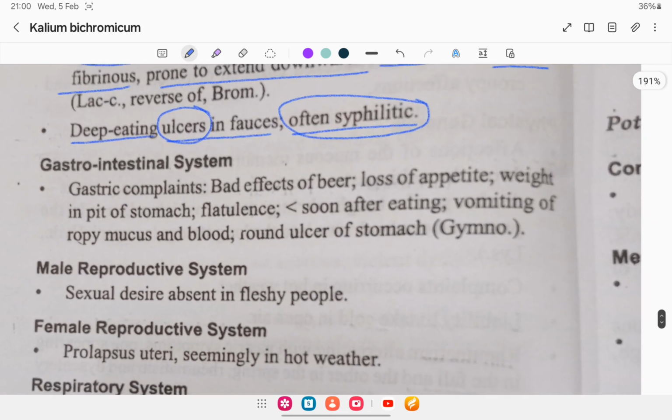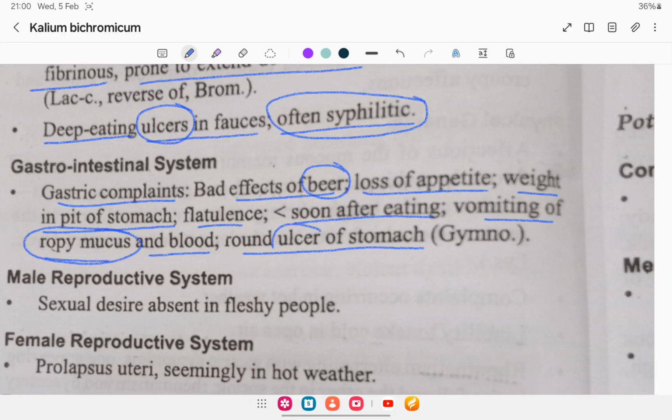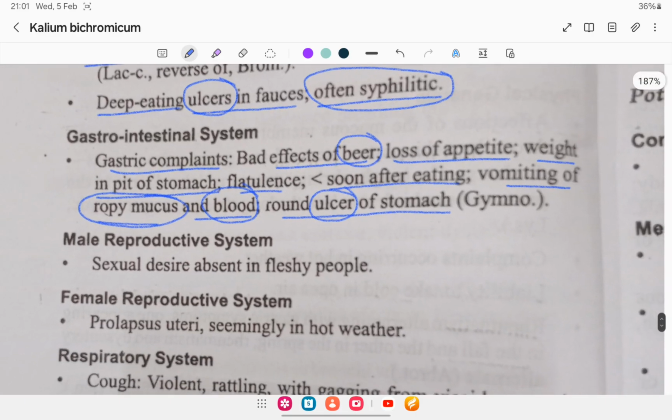Now about GI. Gastric complaints. Bad effect of beer, beer is also one of the causations. Loss of appetite, weight in pit of stomach. Flatulence, aggravation soon after eating. Vomiting of ropey mucus and blood. Round ulcer of stomach. Ropey discharge and ulcer are one of the characteristics of Kali bichromicum. As soon as he eats, flatulence and vomiting of ropey mucus and bloody vomiting. Round ulcers of stomach. Bad effects of beer, loss of appetite.